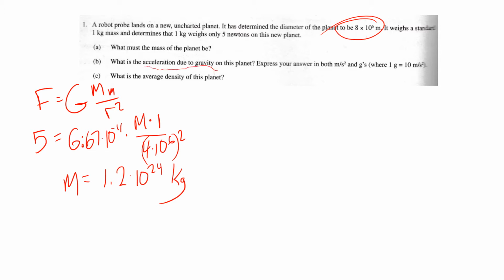What is the acceleration due to gravity on this planet? Even easier, right? Because F is equal to ma. Maybe you've heard of this formula before. The force is 5. The mass is 1. What's the acceleration? Acceleration is going to be a fifth, which is 0.2 meters per second squared. Express it in meters per second squared and in G's.